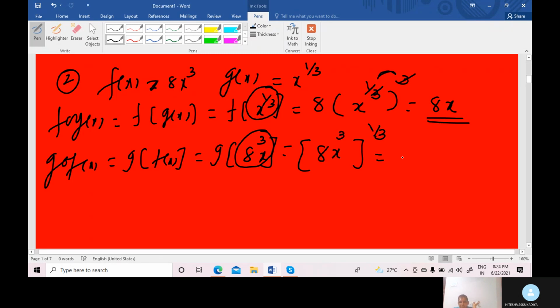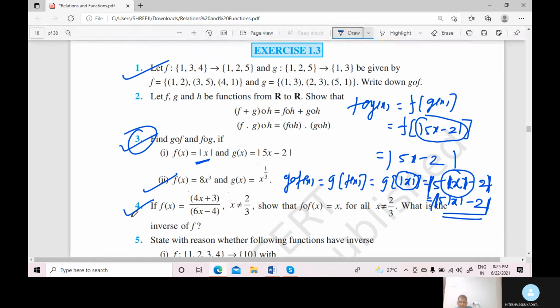Now we take individual powers: 8 raised to 1/3 and x cube raised to 1/3. Here power of the power cut. And cube root of 8 is 2 and cube root of x cube is x. Right? So the final answer here, g of f(x), is 2x. Okay, did you understand? Now we discuss question number 4.